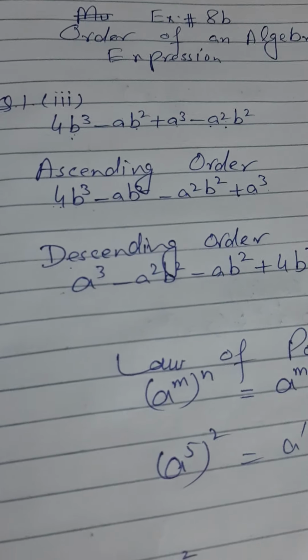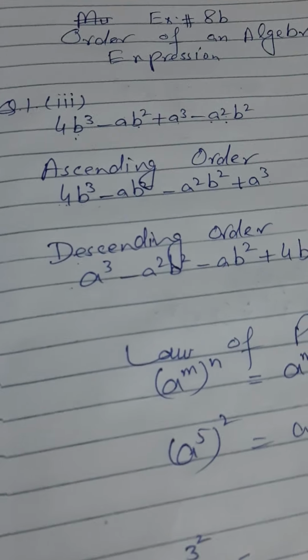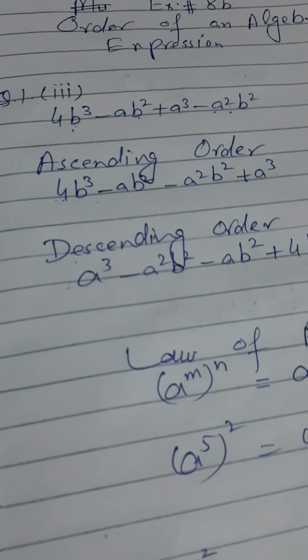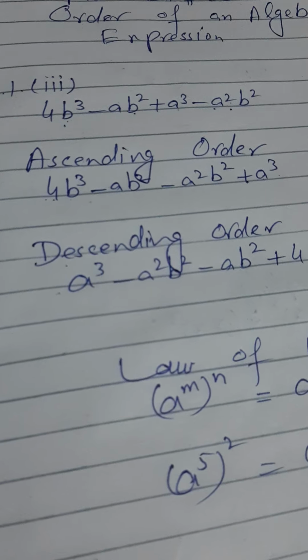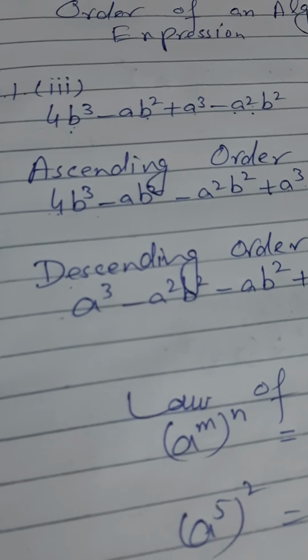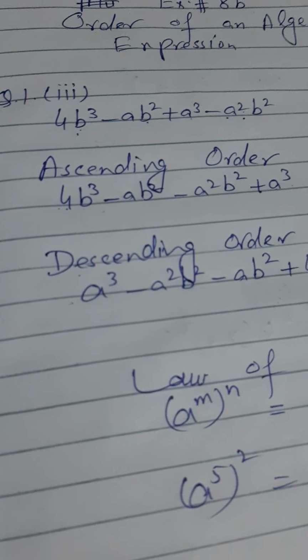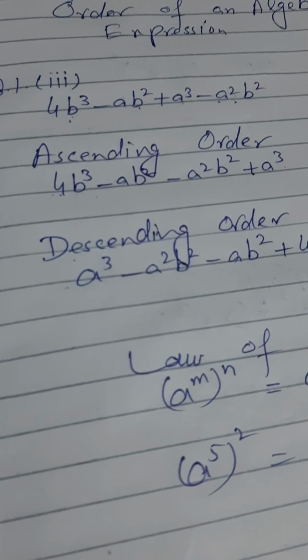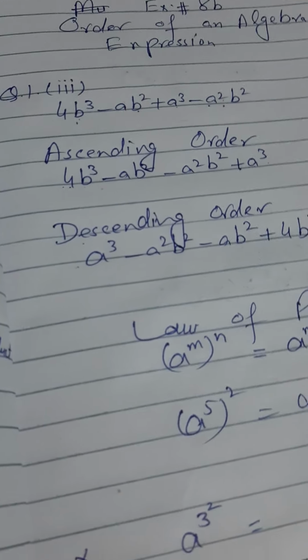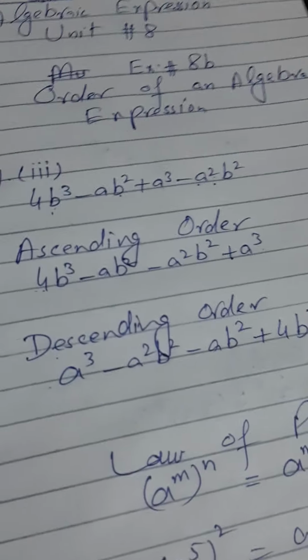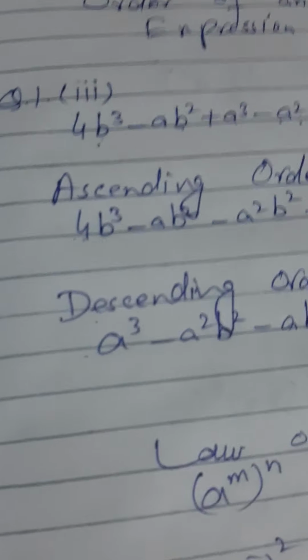In this way you can arrange any type of algebraic expression. Just remember that if there is more than one variable, you should be clear according to which variable you are going to arrange. Just like in this example, we arranged according to a and we ignored b. Now come to the next topic.